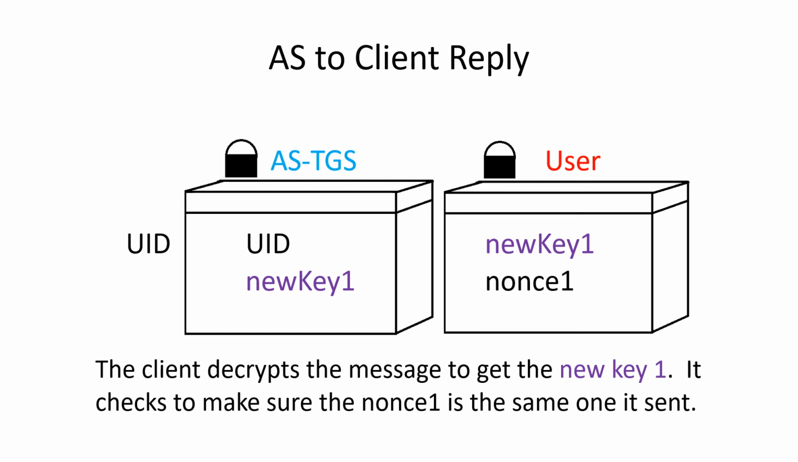And so this allows the user to decrypt that box and get the new key and the nonce. It will check and see if the nonce is the same one that it sent to the authentication server earlier. If it is, it knows it's the right reply, because only the authentication server could have encrypted with the key that's secret between the client and the authentication server. It saves that other part of the message, the encrypted key and the user ID, that's encrypted with the key shared by the authentication server and the ticket granting server. The user cannot decrypt this, but it's going to send that later onto the ticket granting server.